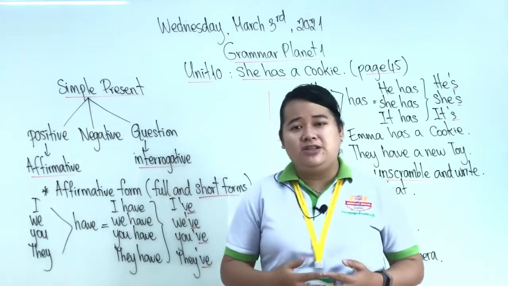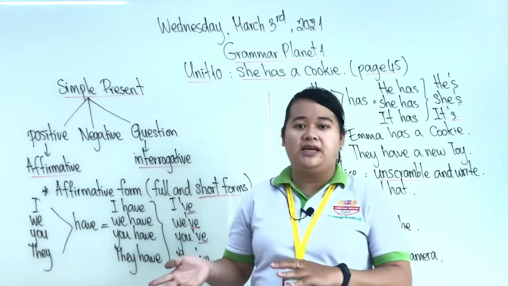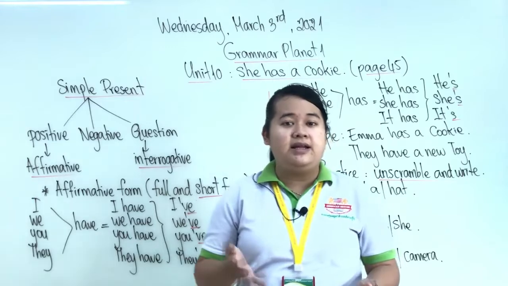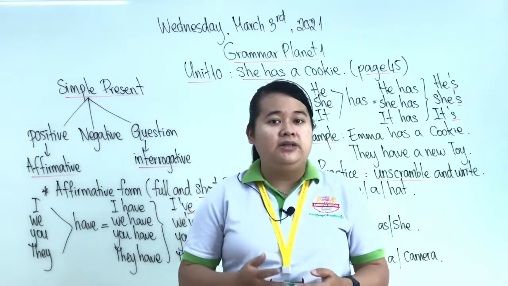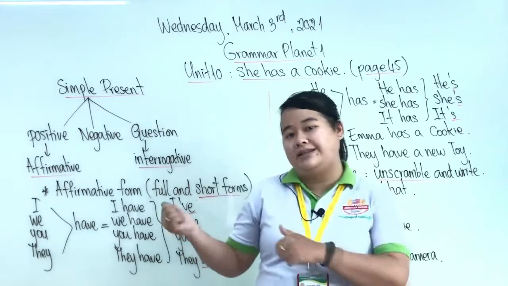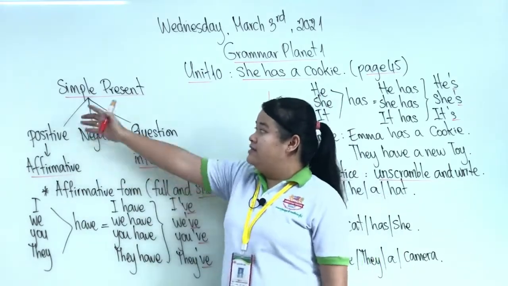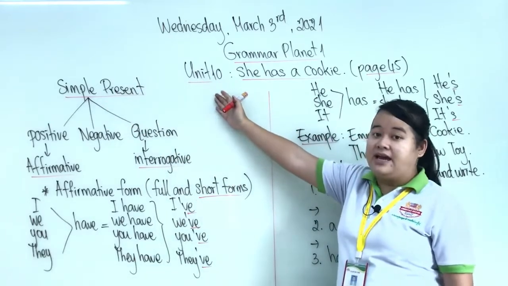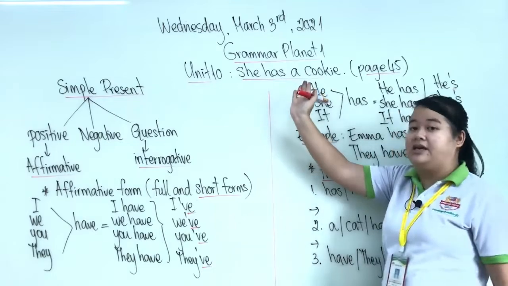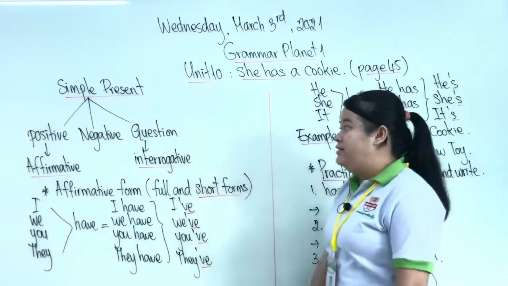Okay, so as you know already in simple present, that you learned from the previous day, we need to use have and has. So right now let me explain more how to use have and has. Okay, so now let's look at the whiteboard. Today we will continue our Unit 10, and the title of our lesson is She Has a Cookie on page 45.